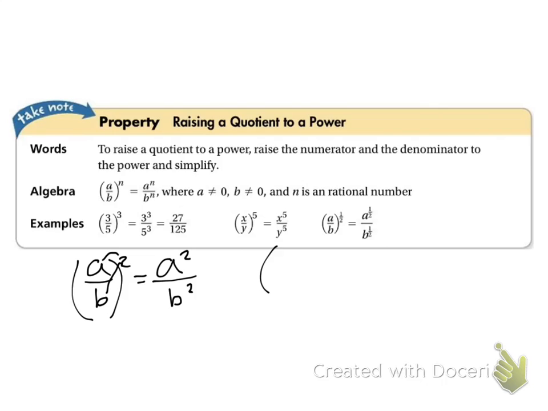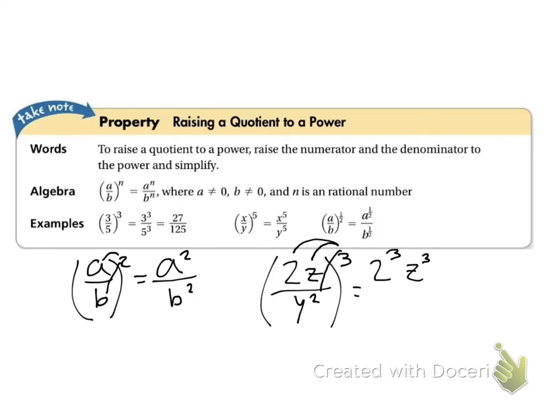If I had, let's do 2z over y squared, and this is to the third, you need to bring it to everything. The 3 needs to go to the 2, to the z, and to the y. So this will be 2 to the third, z to the third, over y to the 2 times 3, right? 2 to the third is 8, z to the third, and this would be y to the 6th.